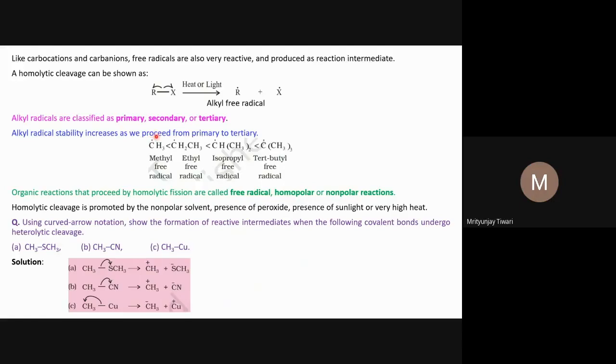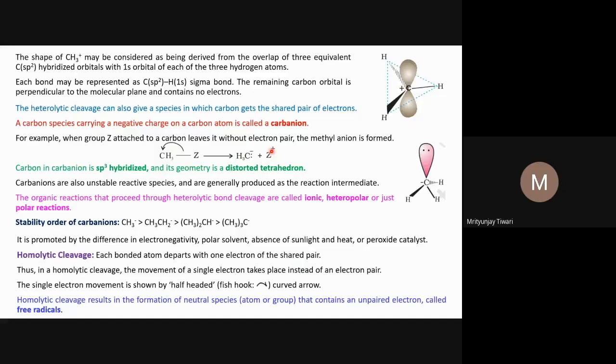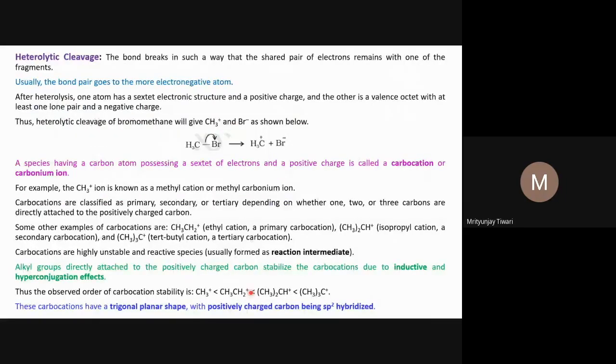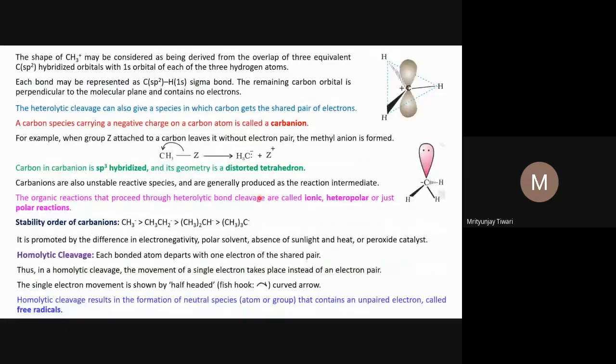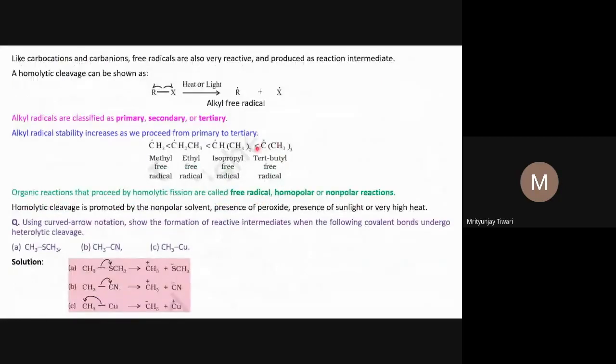So they are called free radicals, and if these free radicals are on the carbon, they can be primary, secondary, or tertiary, or methyl free radicals. And we have seen the order of the stability of free radicals. Alkyl free radicals are the same as we have seen for the carbocations, and the reason is the same. Because of the same reason, free radicals are stable, and the stability of the free radicals follows this order.